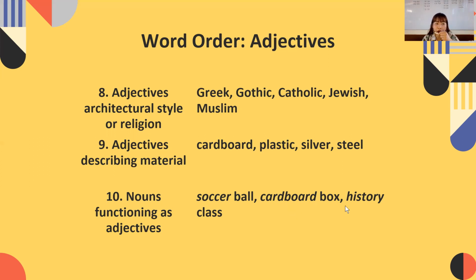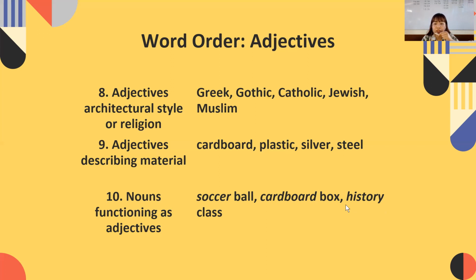Same with cardboard box. There are different types of boxes. Cardboard is also a noun, but when we pair it with another noun, box, in cardboard box, it functions as an adjective. It means that there are different types of boxes aside from a cardboard box. We could have a plastic box, a wooden box, a latex box, for example.